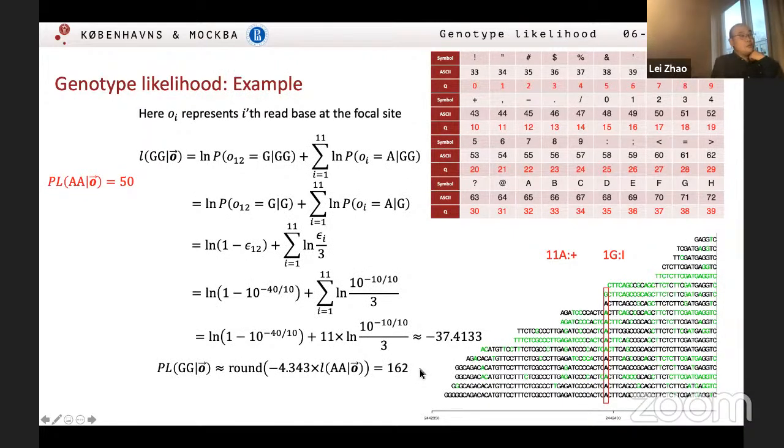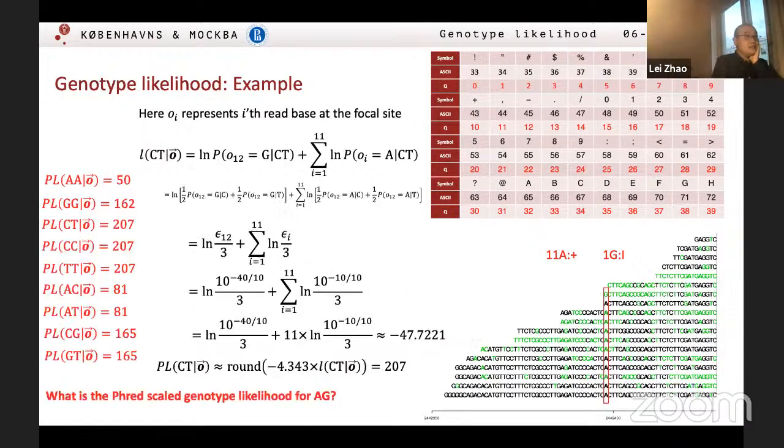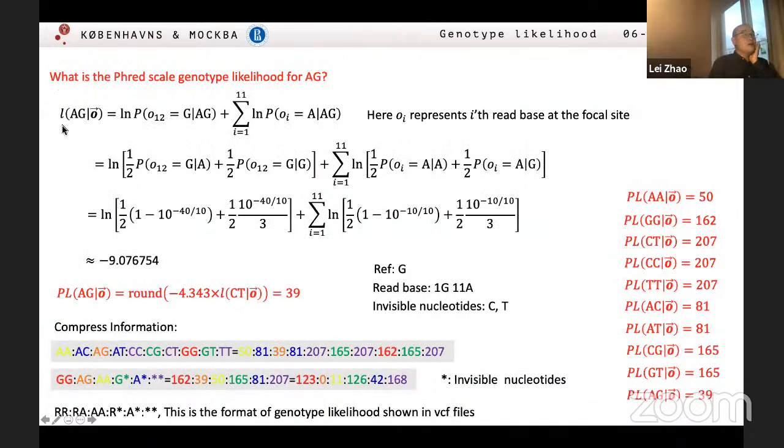So we did this kind of homozygous calculation already, and if you follow the same kind of way, you can do this. And then we should calculate a genotype likelihood for the heterozygote AG in this case. So for the heterozygote AG, you just do the same thing, but now you cannot do the collapse trick.